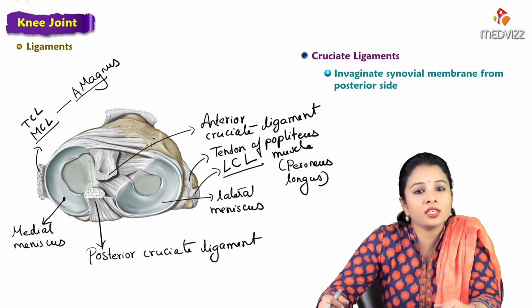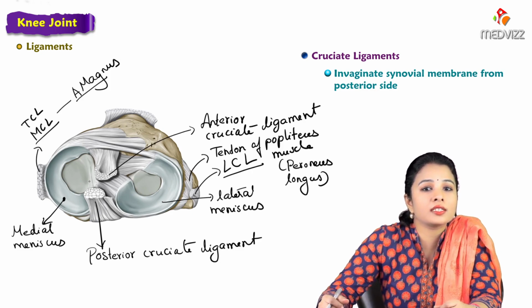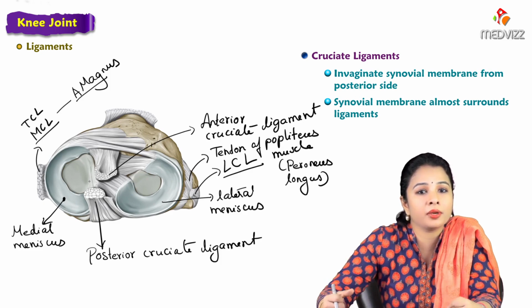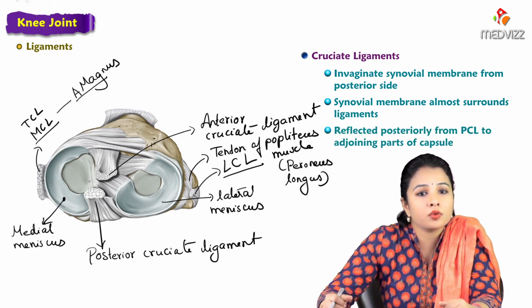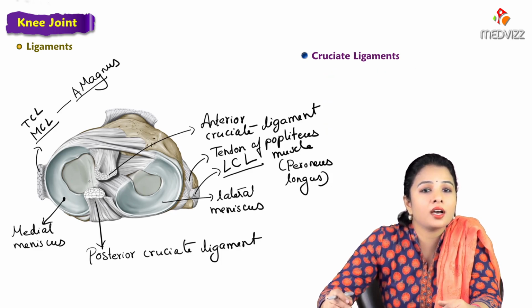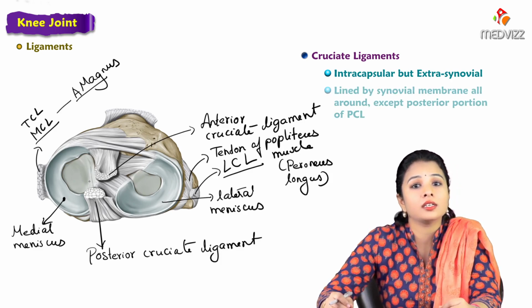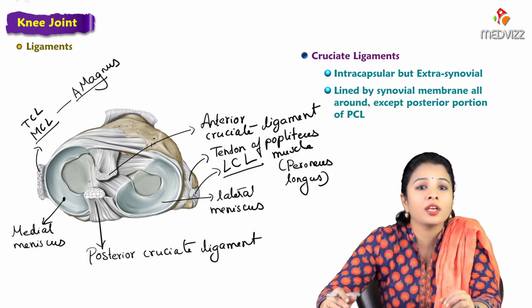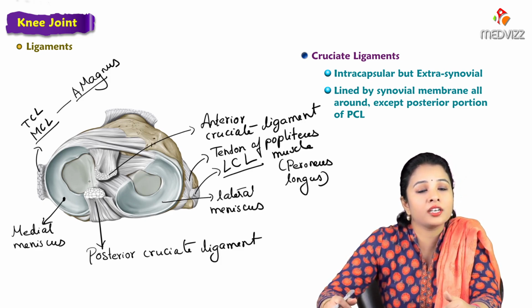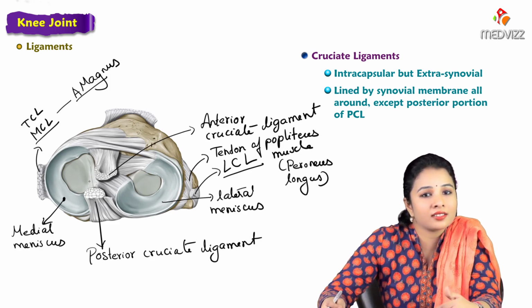These ligaments invaginate the synovial membrane from the posterior side of the knee. The synovial membrane almost surrounds the ligaments, but it is reflected posteriorly from the posterior cruciate ligament to the adjoining parts of the capsule. Hence, the cruciate ligaments are intracapsular but extra synovial structures, still lined by synovial membrane all around except at the posterior part of the posterior cruciate ligament, which is devoid of synovial membrane. So, cruciate ligaments are intracapsular and extra synovial.